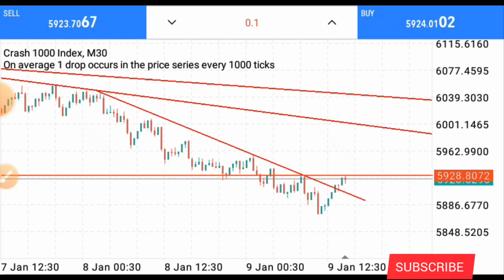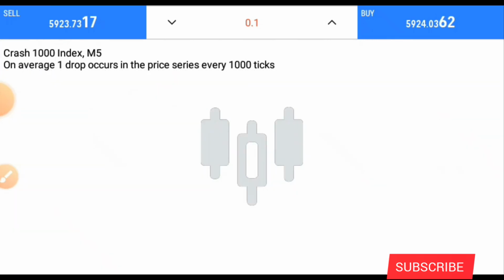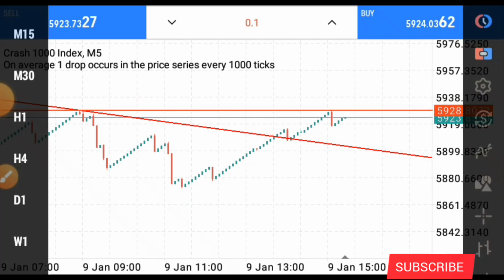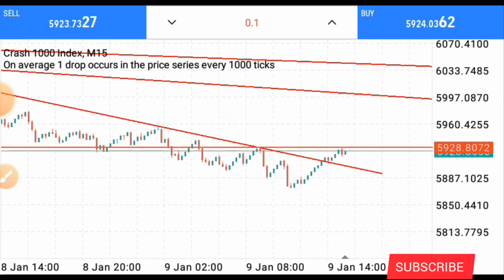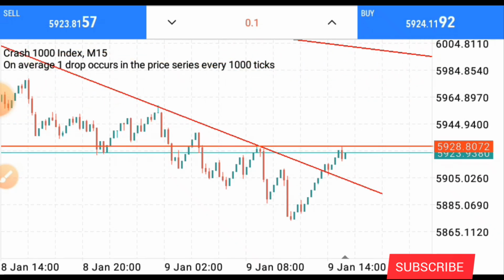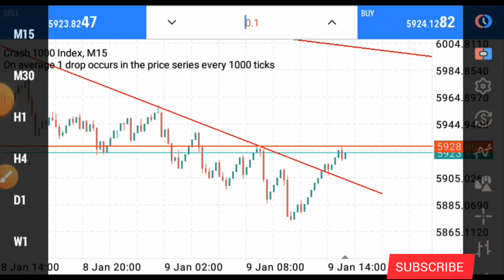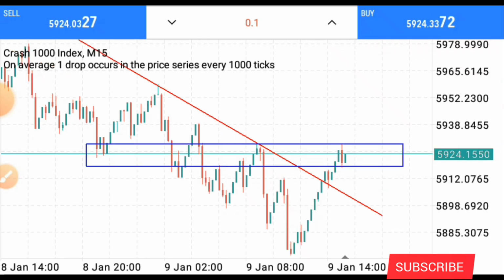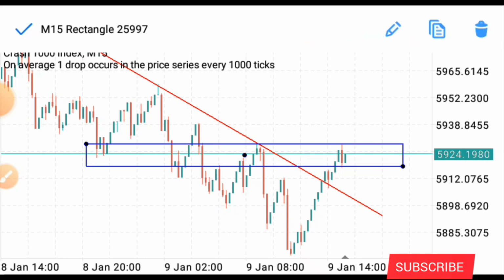After identifying this, I will move to the 15-minute time frame. Like I said, I'm a scalper, so I need quick entry. Here on the 15-minute time frame, I will try to mark out the zone. This is not just a line, so I will mark out the support and resistance zone here. Now I have a better understanding of what is going on right now in the market.